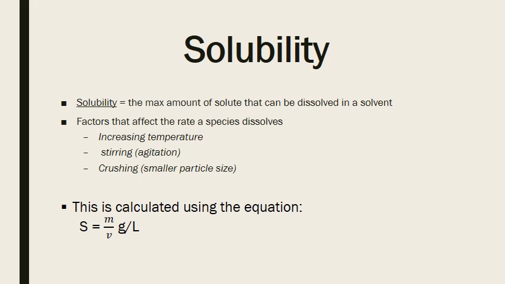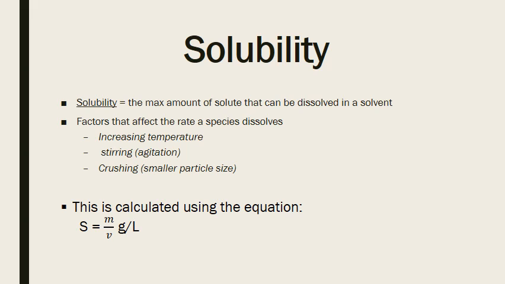Solubility is the maximum amount of solute that can be dissolved in a solvent. So if we put more solute, it will remain as a precipitate and will not dissolve. Factors that affect the rate at which a species dissolves are an increase in temperature, so as we increase temperature, solubility increases, and stirring and crushing, so reducing the size of the particles.